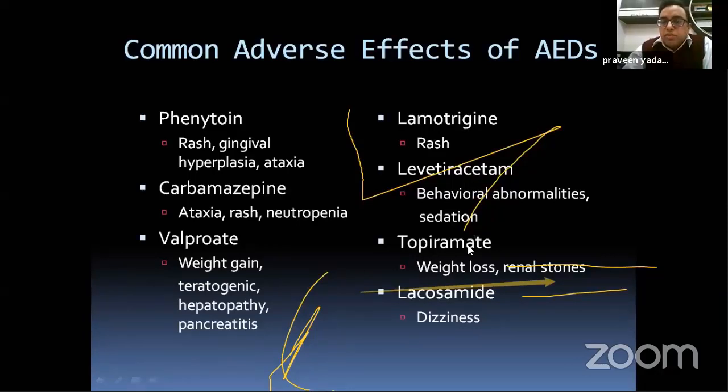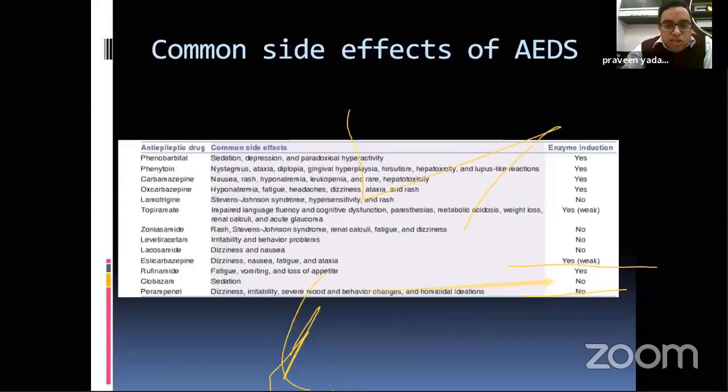And if the patient is having an underlying psychiatric disorder, you should avoid this medication. Topiramate, cognitive issue is the main issue. So they may be having language problems and all those things may appear. Weight loss is a good thing which occurs with topiramate, and renal stones you should watch for. Lacosamide is rare, overall safe, but dizziness may be a side effect. So these are the common side effects which occur with the medications.